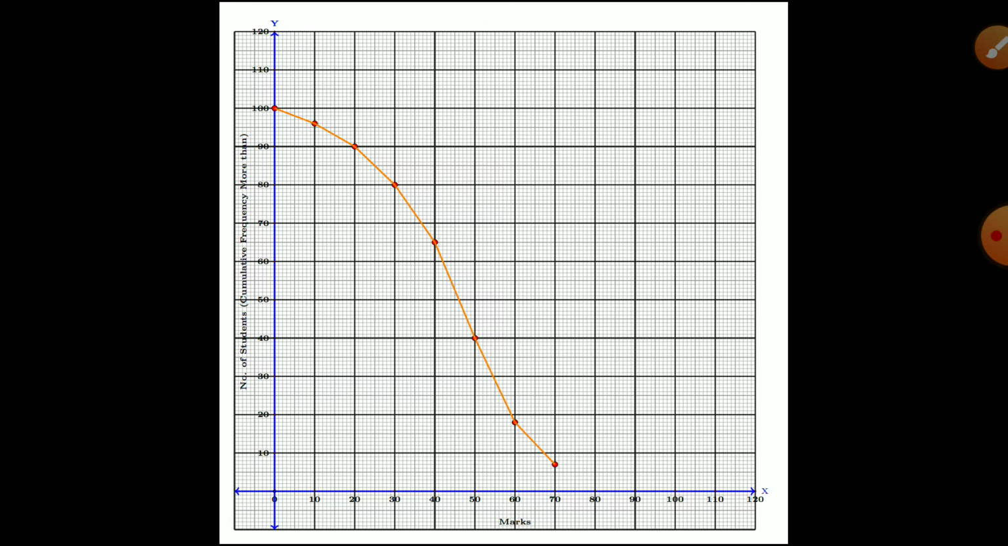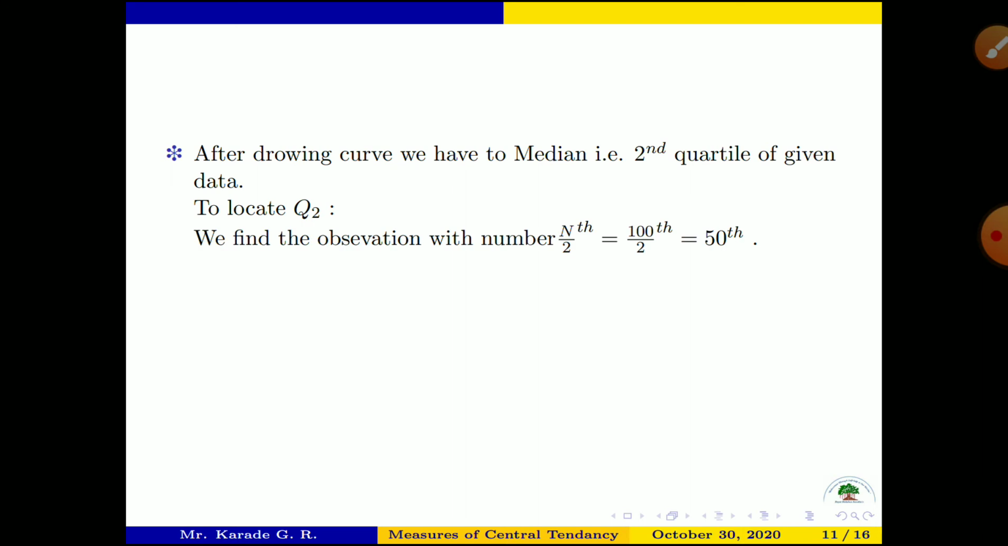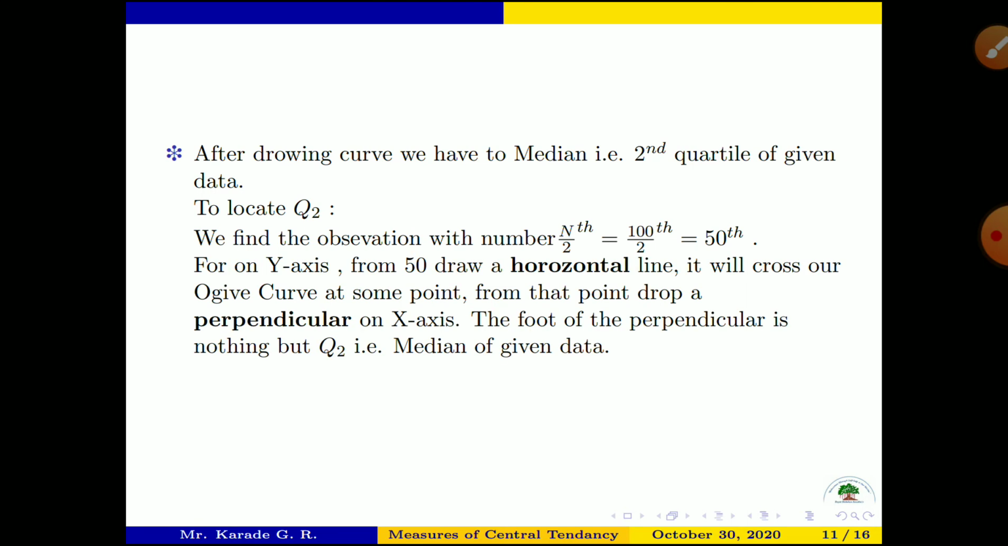Now we have to find the median. After drawing the curve, we have to find the median, meaning the second quartile of the given data. We know that to locate the second quartile Q2, we find the observation number n by 2. Here n is 100, meaning the total number of observations is 100. So we have to locate the 50th observation on the y-axis.